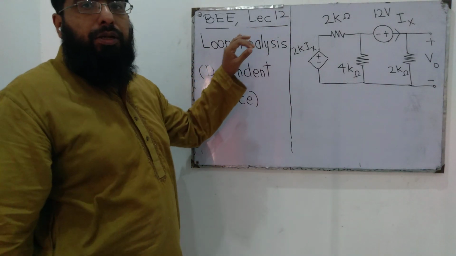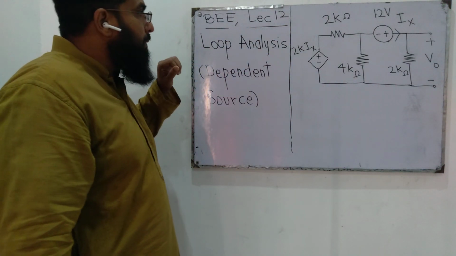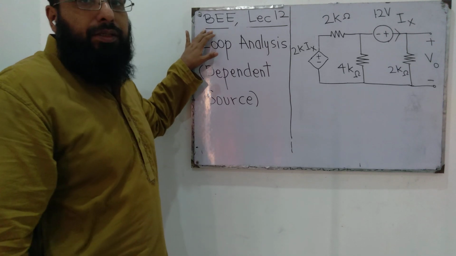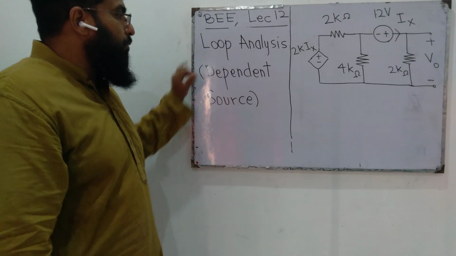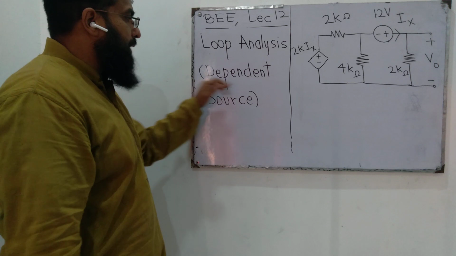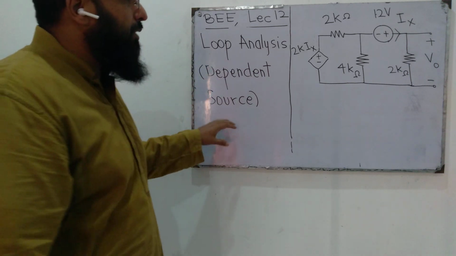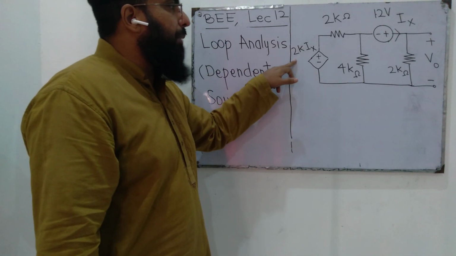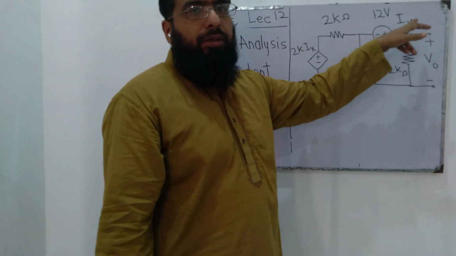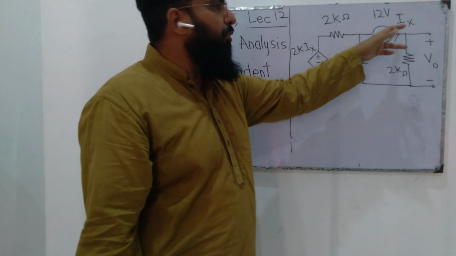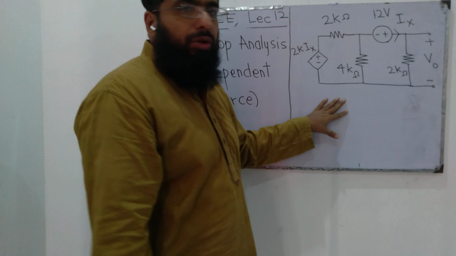This is lecture 12 of basic electrical engineering. We are studying loop analysis, and today we will see a circuit with a dependent source. A dependent source is a source which has a magnitude dependent on some current or voltage at some point in the circuit. We will solve this circuit.